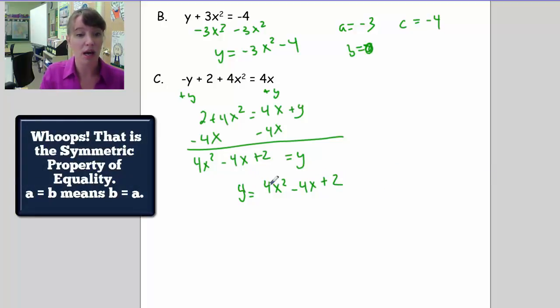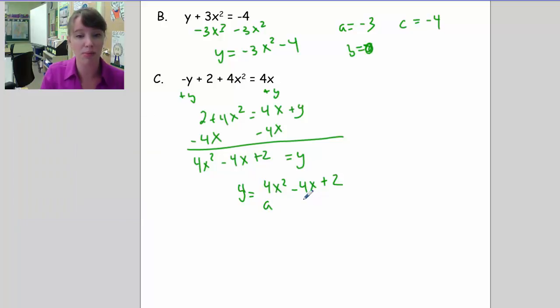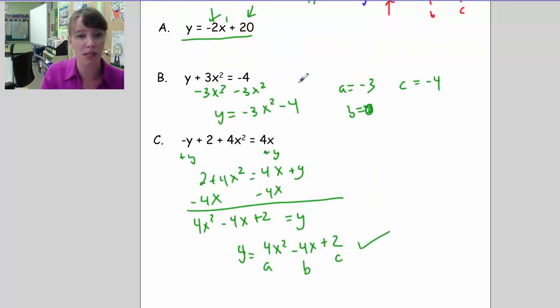Okay, so this is a quadratic equation because here we see a is 4, we see b is negative 4, and we see c is 2. So it's a quadratic equation in standard form. So C and B are quadratic equations. A is not a quadratic equation.